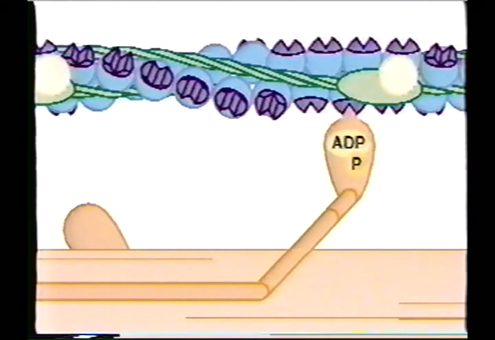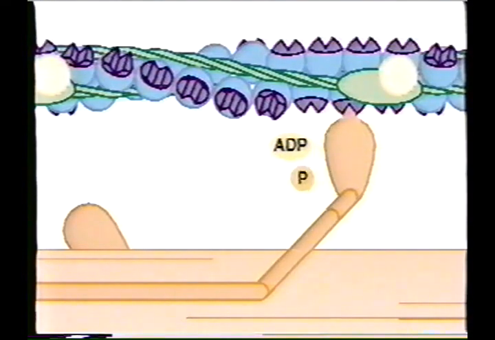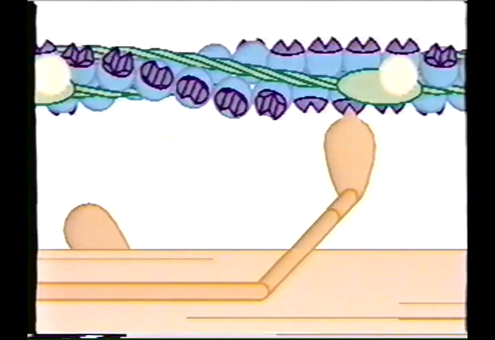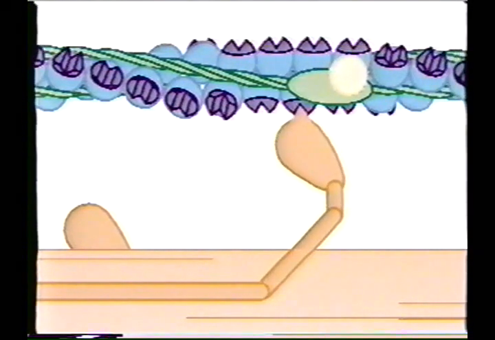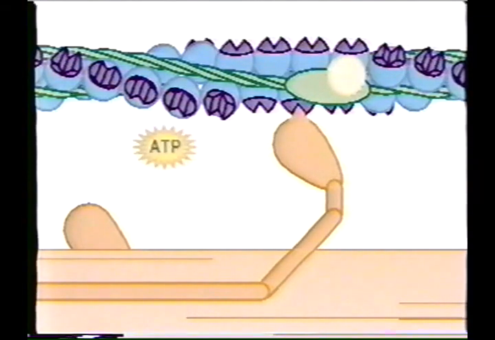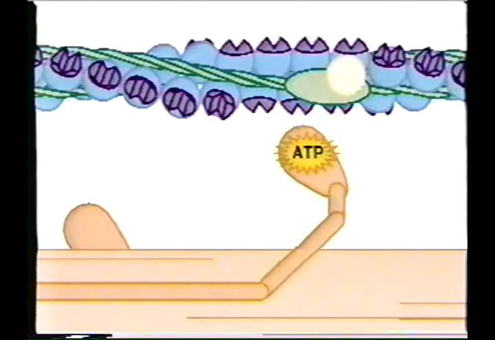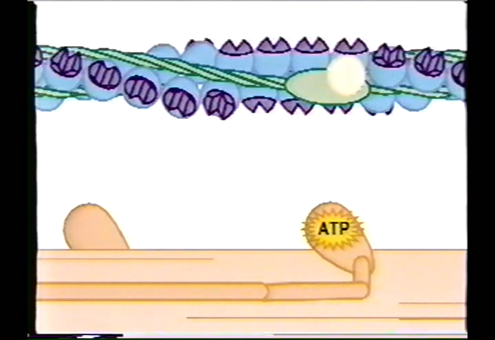Attachment to a binding site releases the ADP and the phosphate. The myosin head swivels forcefully, pulling the attached actin filament toward the center of the A band. Another ATP molecule binds to the myosin head and it detaches. This cycle is repeated many times during muscle contraction.